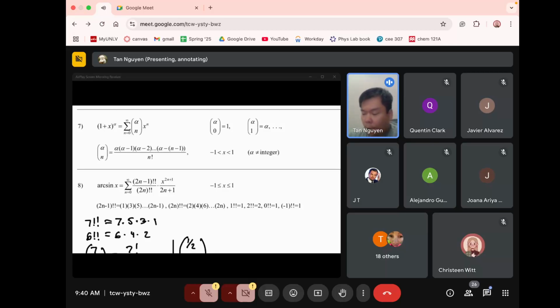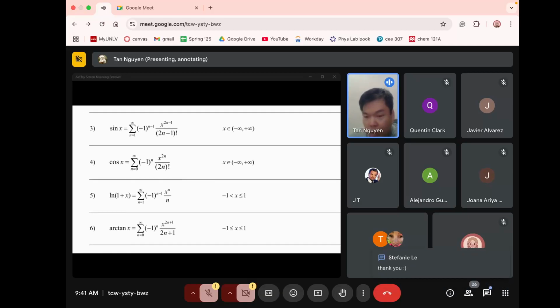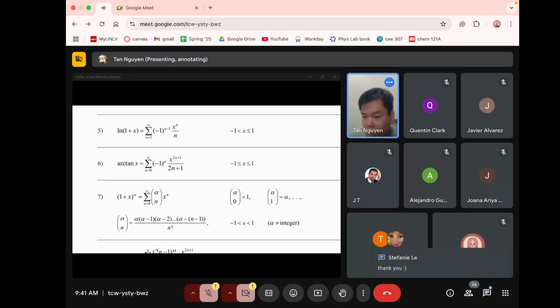So if alpha is 1/2, then you would get (1 plus x) to the 1/2. Then a series expansion of that would be this. But they're not going to be on the final exam, the last 3 formulas. As I said, study the one I did today.